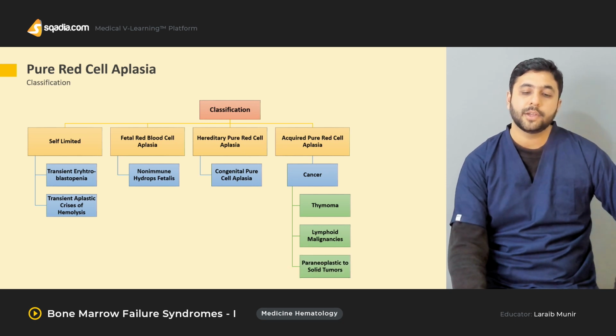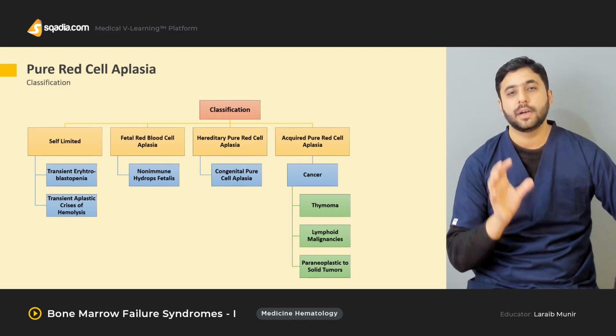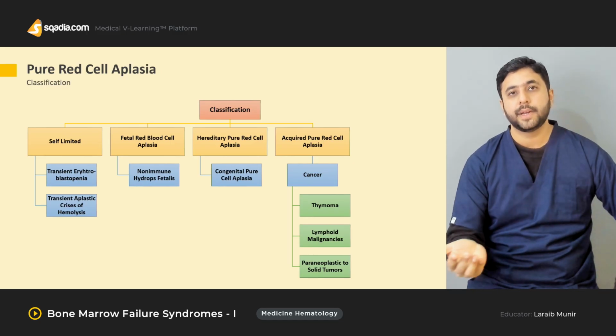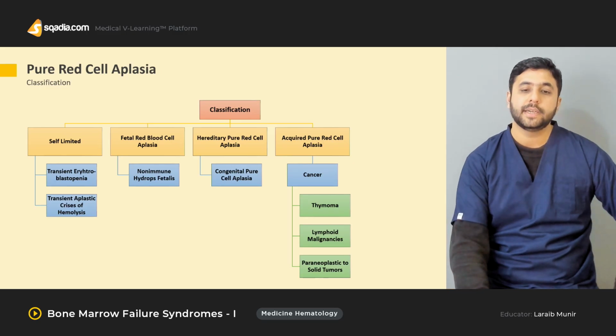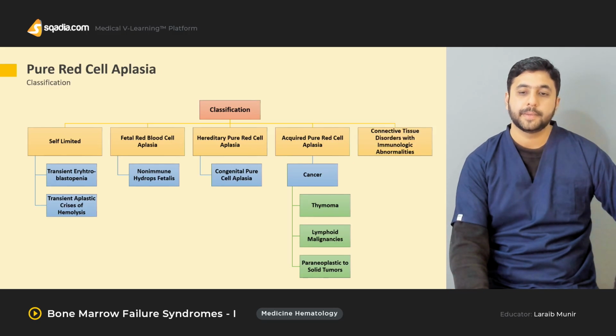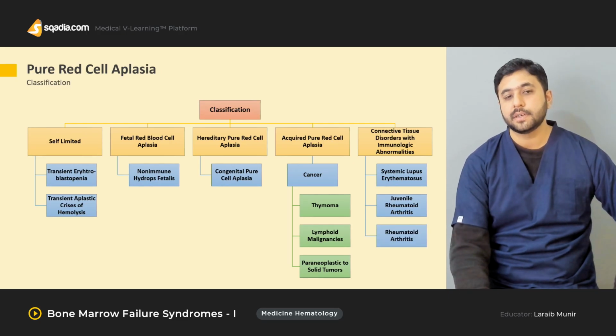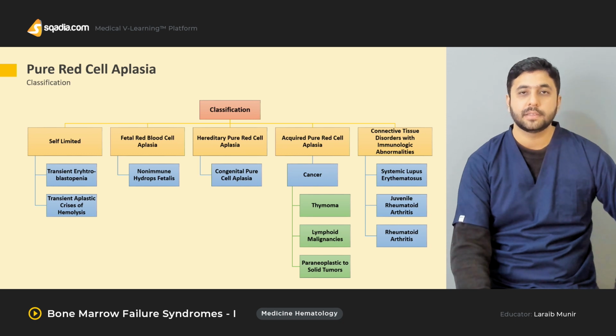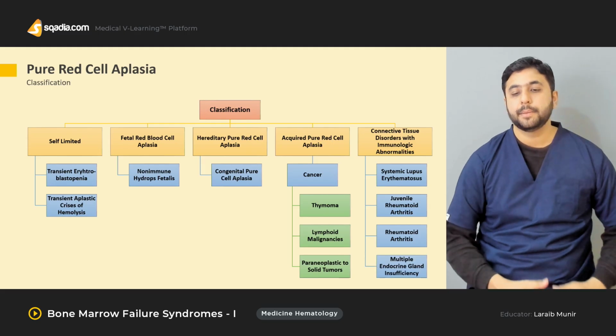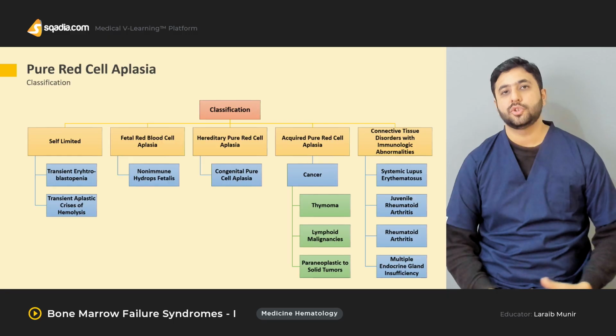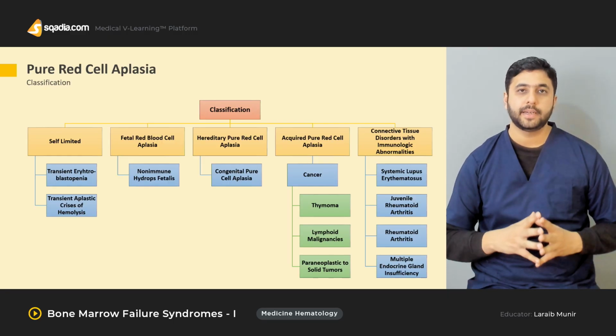And if there are certain paraneoplastic tumors infecting the bone marrow, for example from the breast, the colon, or the liver, they can also lead to pure red cell aplasia. Among connective tissue disorders with immunological abnormalities, the most common is systemic lupus erythematosus or SLE. Juvenile rheumatoid arthritis in a young child, or rheumatoid arthritis in an adult, can also present with an RBC aplasia. And finally, multiple endocrine gland insufficiency like the MEN syndromes can also have a red cell aplasia picture.